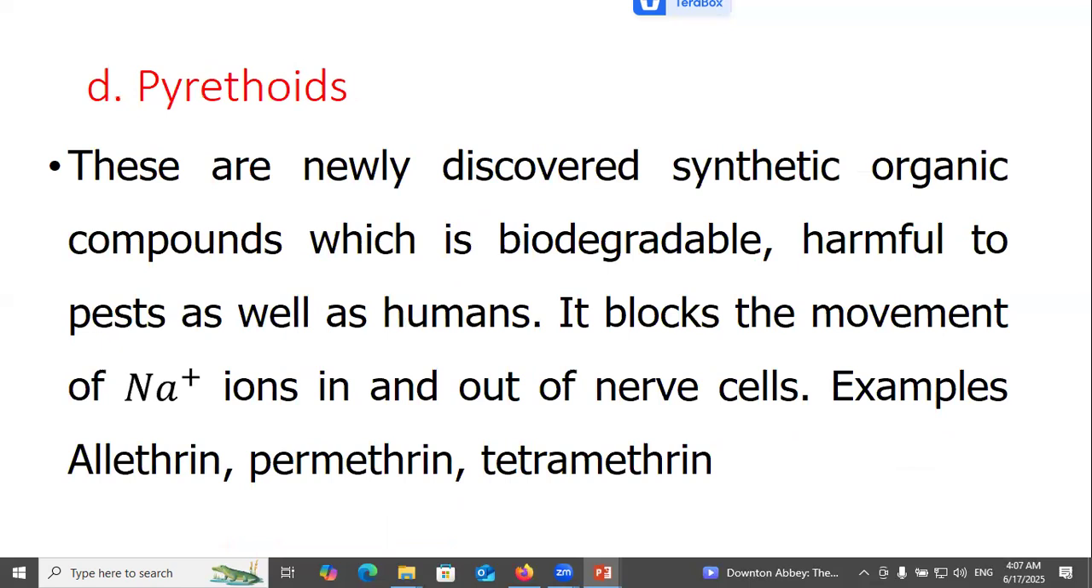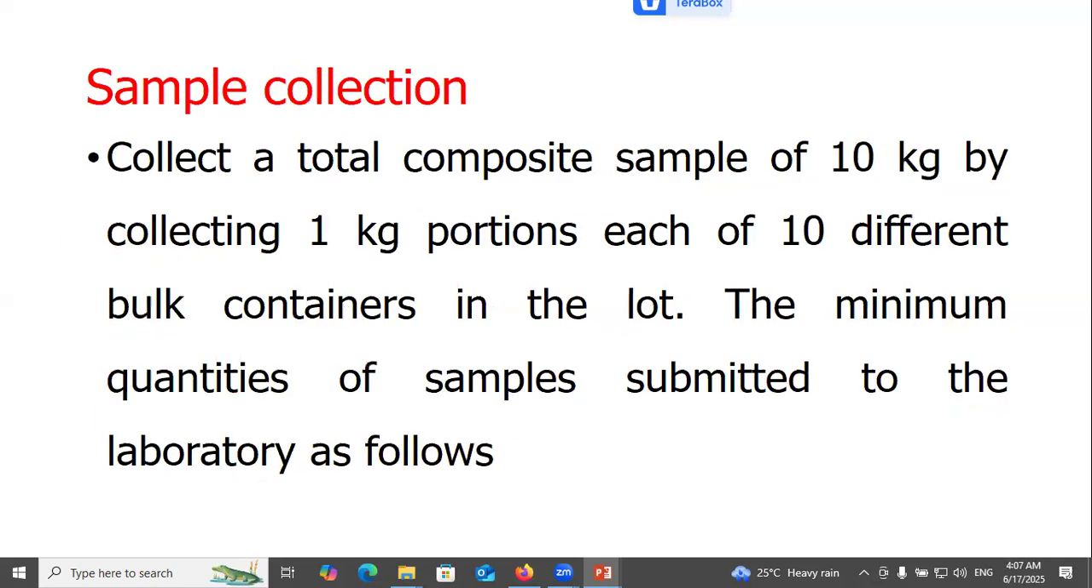Pyrethroids. These are newly discovered synthetic organic compounds which are biodegradable, harmful to pests as well as humans. They block the movement of sodium ions in and out of the nerve cells. Examples: allethrin, permethrin, tetramethrin.